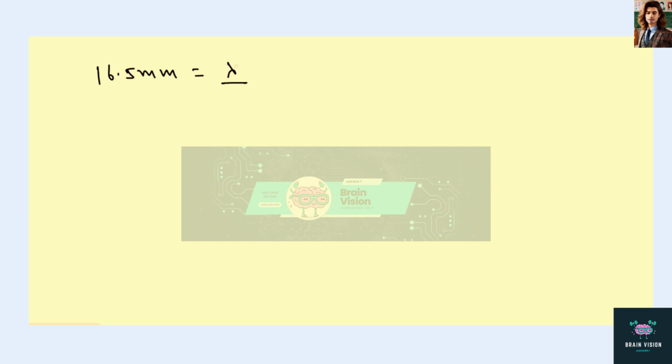Okay, in the Quincke experiment, the sliding tube is pulled by a distance of 16.5 mm. We know in this experiment this distance is equal to lambda by 4. So the wavelength, lambda, will be 16.5 multiplied by 4 multiplied by 10 raised to the power minus 3 meter, which can be written as 66 multiplied by 10 raised to the power minus 3 meter.